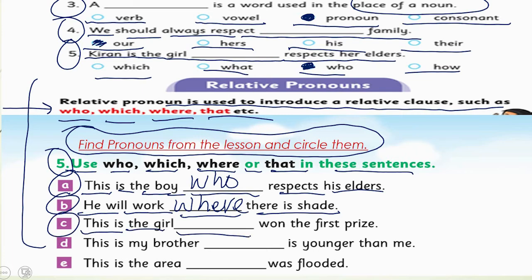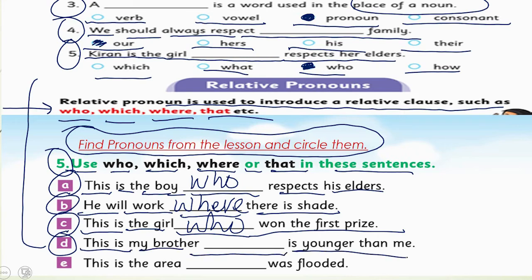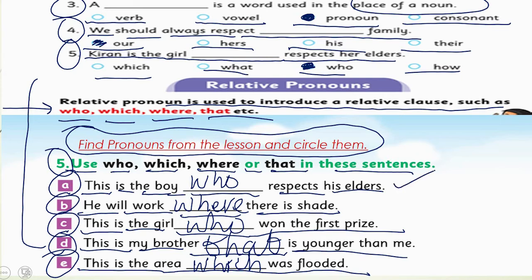This is the girl dash won the first prize. This is the girl who won the first prize. This is my brother dash is younger than me. This is my brother that is younger than me. This is the area dash was flooded. This is the area which was flooded. Who, where, who, that, which.